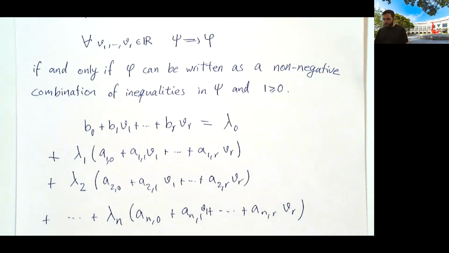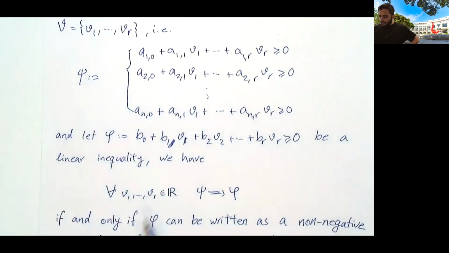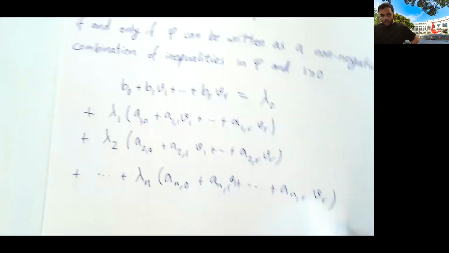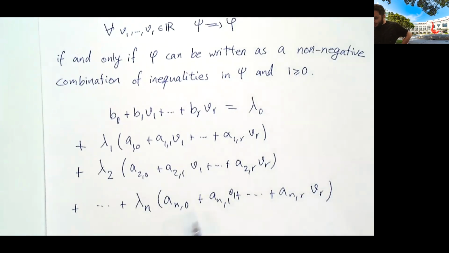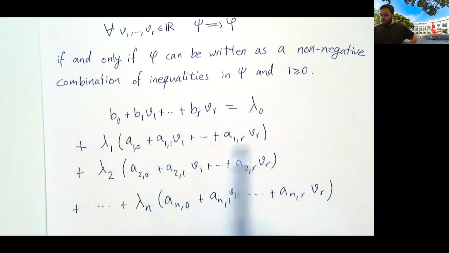So if I am given a set phi, a set psi, and also an inequality phi, and if I want to see whether I can deduce phi from psi, now what I have to do is to just solve this. And by solving this, I mean that I have to find values for these multipliers, for lambda 0, lambda 1 to lambda n, right? Because everything else was given to me in the input.